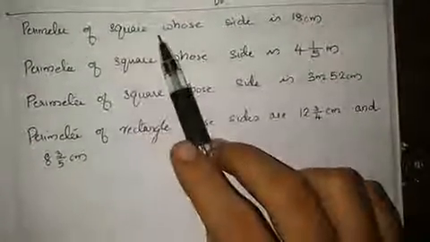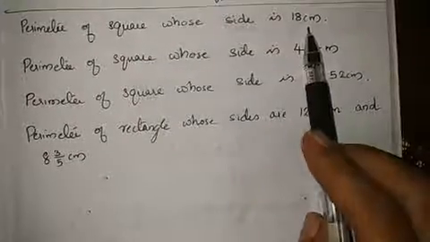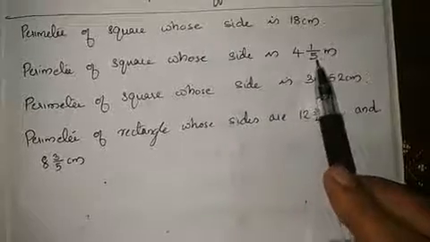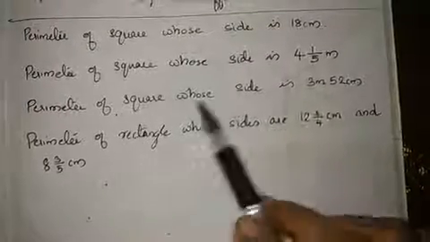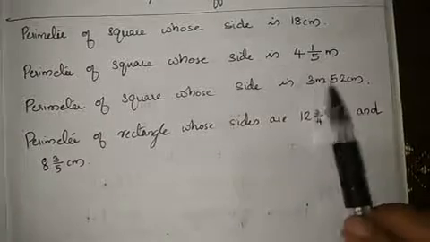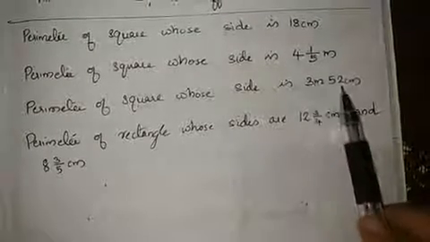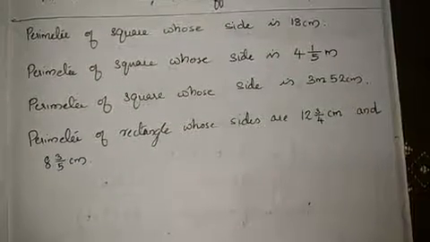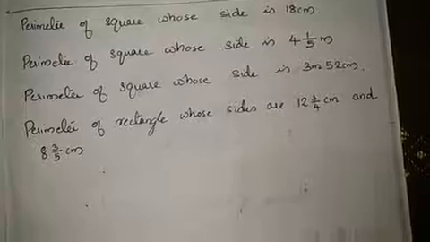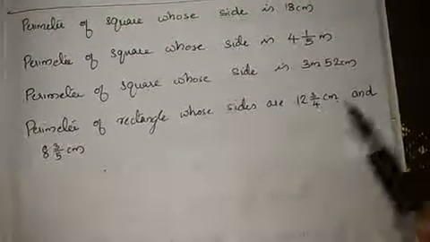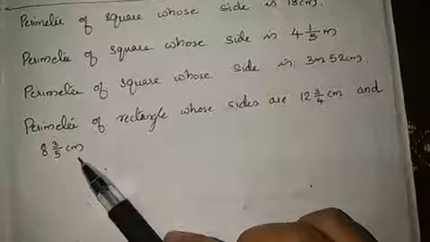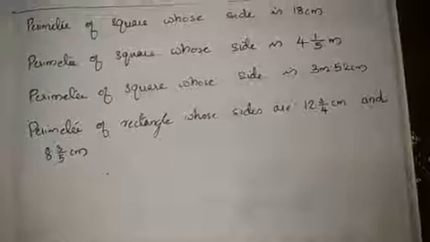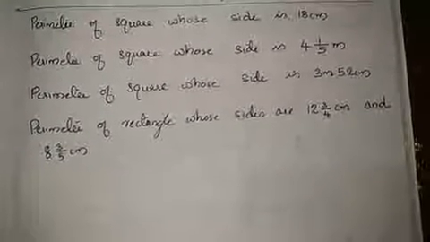Find the perimeter of square whose side is 18 centimeter. Another square having side 4 1 by 5 meter. Then another square's perimeter you should find, which is 3 meter 52 centimeter. And the last question, find the perimeter of rectangle whose sides are 12 3 by 4 centimeter and 8 3 by 5 centimeter. So this is the length and this is the breadth. All of you have to do these 4 questions. Okay.